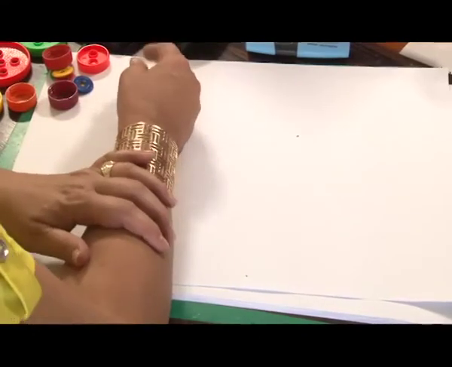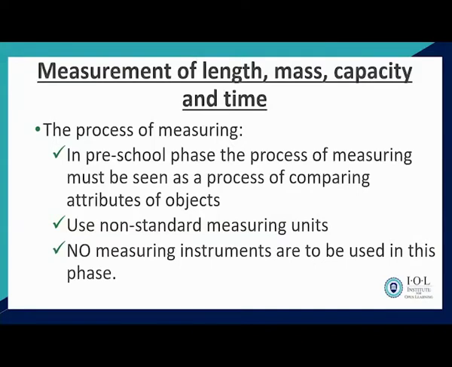So the process of measuring, like I showed you now, whether it's length, mass, or capacity, in preschool phase or in primary phase, we must see this process of comparing attributes and objects. We use non-standard measuring units. We do not make them speak about kilograms and grams and meters and millimeters or liters and milliliters. We do not use the standard measuring units.